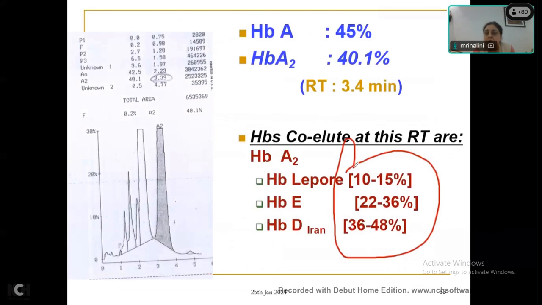One more thing I just saw was somebody had written HbD only. So we have another hemoglobin which is HbD Punjab. So that elutes in a different region and not here. So it is important to mention that it is HbD Iran.